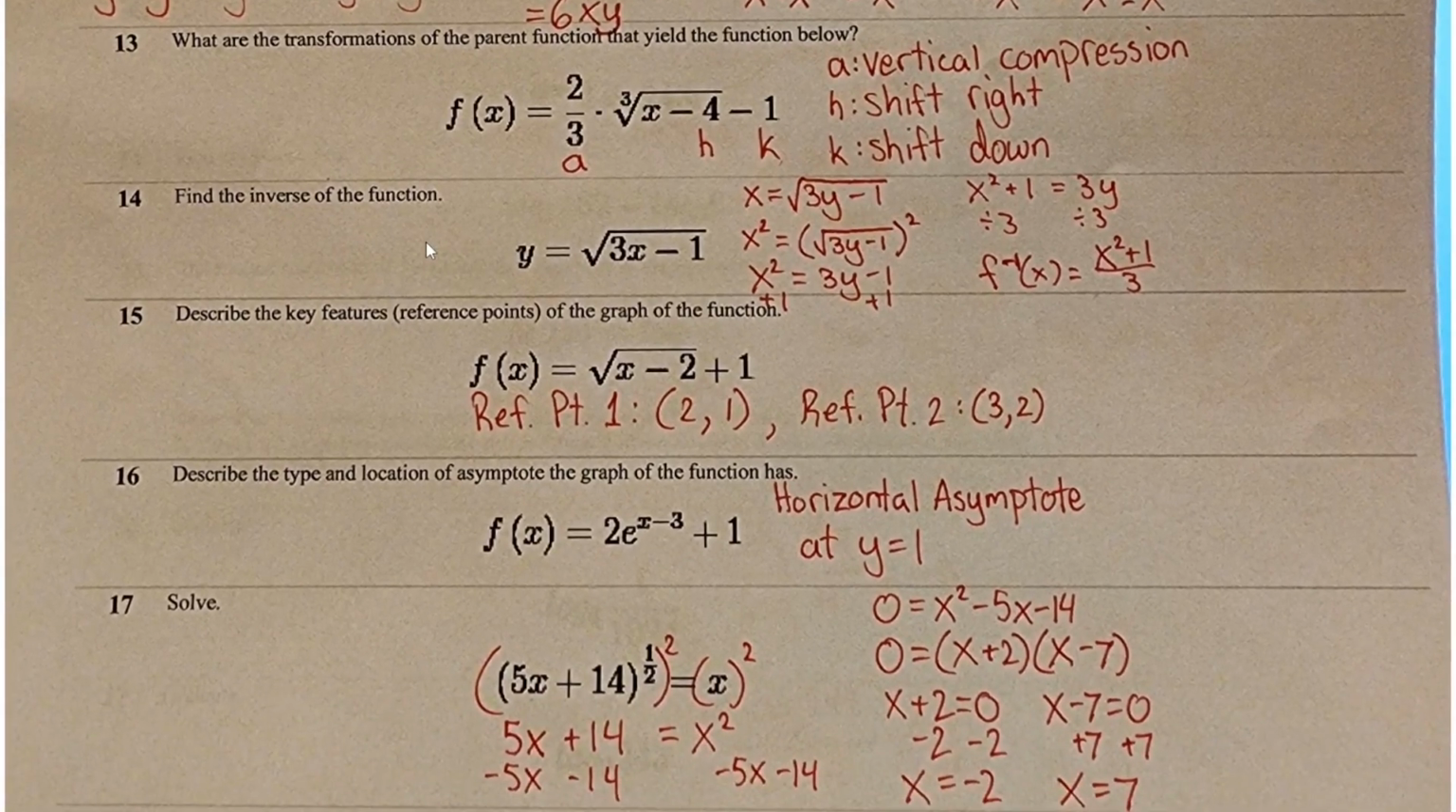Number 14, to find the inverse of this function. This one's much easier. It's fewer operations. So again, I forgot to mention on the other one, we do switch x and y, and that's something that you're assumed to know. We're going to cancel that square root by squaring. We're going to cancel this -1 with a +1. We're going to cancel that 3 with a division by 3.